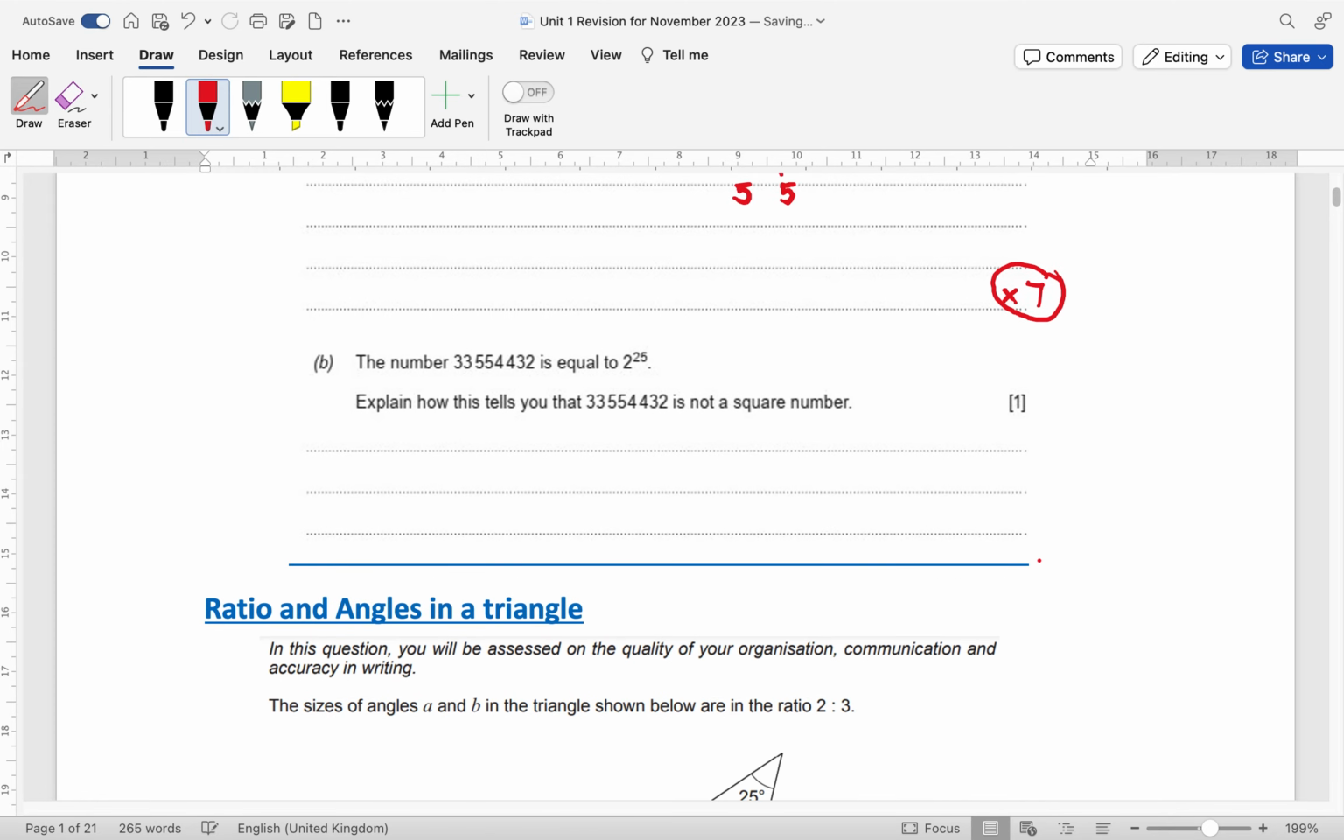Hopefully this makes more sense in part B. It's telling me that this huge number here is equal to 2 to the power 25. Well, that isn't a square number because 25 is an odd indice, or an odd power. It would need to be 24 or 26 in order to be an even number. So I'd have to times it by 2 again, I guess, to make it 2 to the power 26.